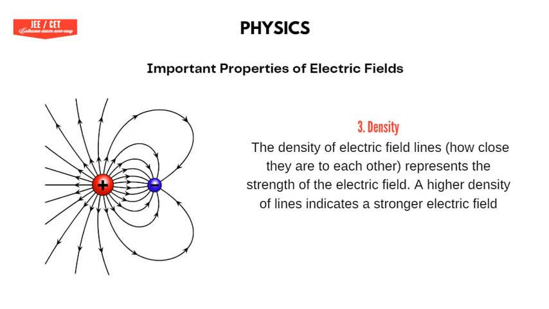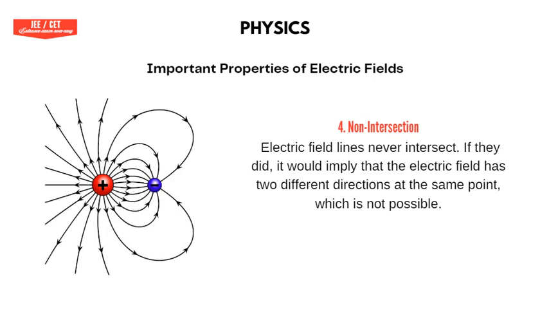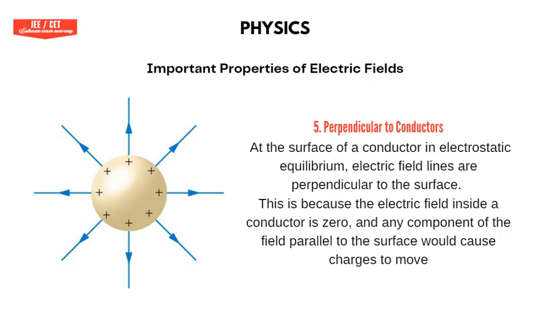The density of electric field lines, that is how close they are to each other, represents the strength of the electric field. A higher density of lines indicates a stronger electric field. Electric field lines never intersect. If they did, it would imply that the electric field has two different directions at the same point, which is not possible. At the surface of the conductor in electrostatic equilibrium, electric field lines are perpendicular to the surface.